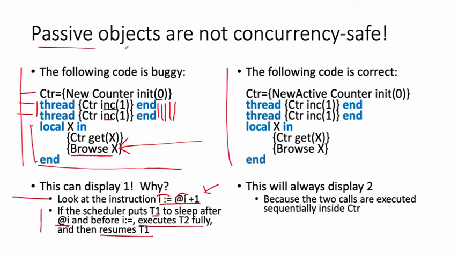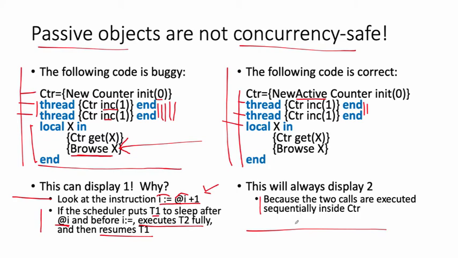So passive objects are not concurrency safe. Whereas on the right, it's always correct. So you see the code looks almost the same. The only difference is that we create the object as active, new active. So we do 2 threads, we increment, we read the value. This will always display 2 after these 2 threads are done, because the 2 calls are executed sequentially inside the counter, because the active object has its own thread.